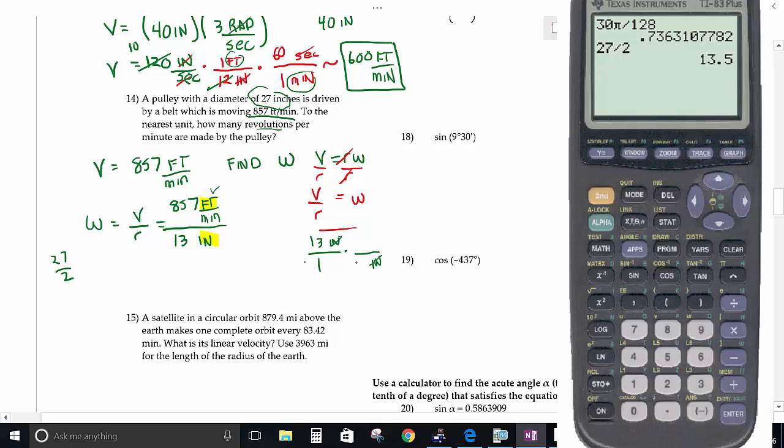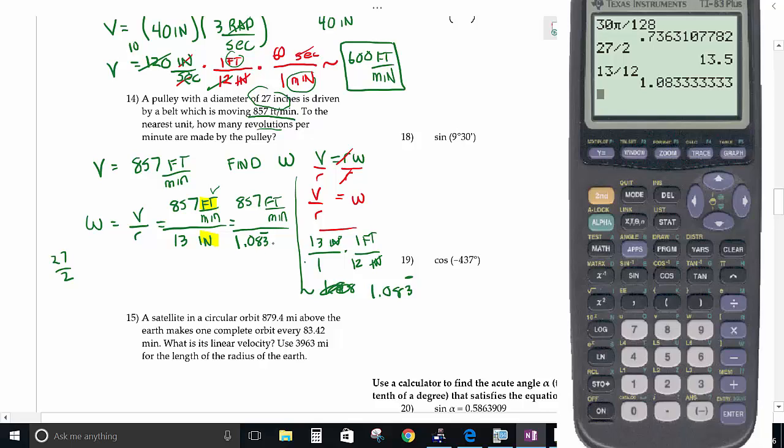Inches need to cross out, and we know that 12 inches make up 1 foot. So that would end up being, if we do 13.5 divided by 12, that'll give about this amount. So that's going to be about 1.083. Come on, 1.083 with the 3's repeating. All right, so let's go back here now, and let's do 857 feet per minute. And then let's divide that by 1.083 feet, like that, since we now have done that conversion.